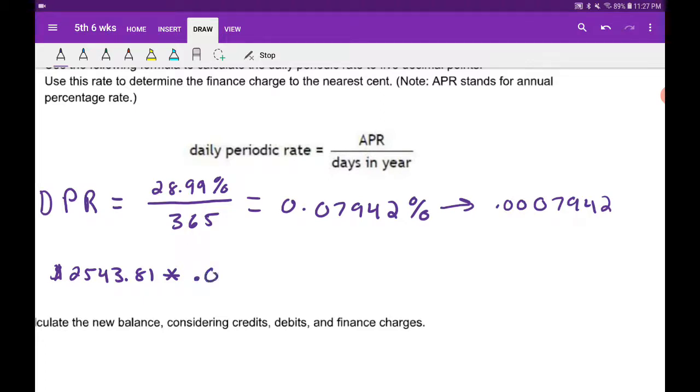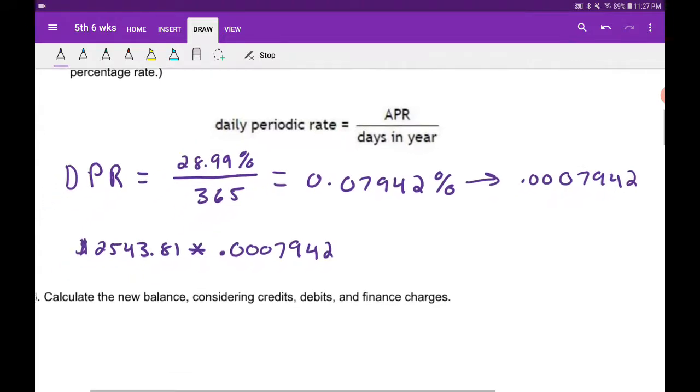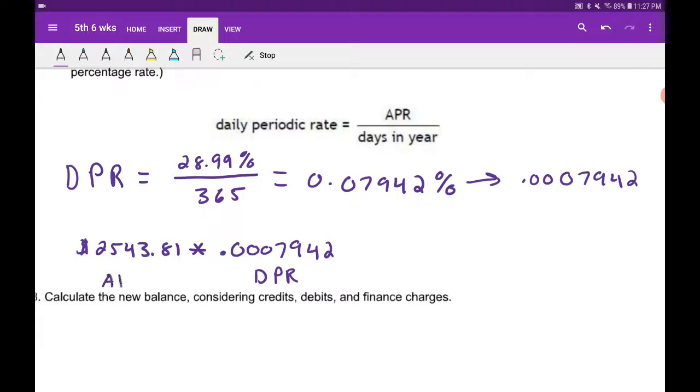So 0.0007942. All right, and just to kind of label, this is our DPR, put an R. All right, and this is our daily period. This is our average daily balance. Okay, so average daily balance times the daily periodic rate.